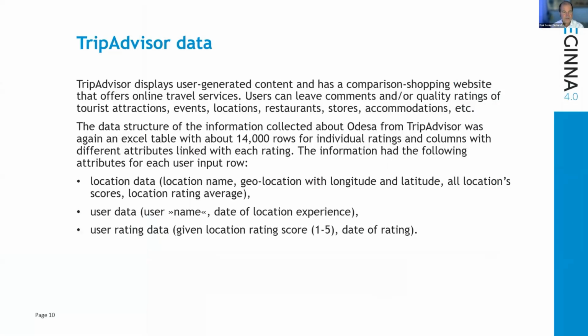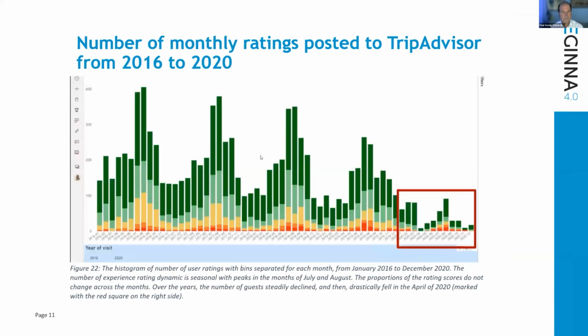Moving on, looking at TripAdvisor data again, something I'm sure you're familiar with. This is a way of collecting information from travelers, sorting it, classifying it, and people access it to get some information about places to go, how to go. So when they do that, you get location data, user data, and rating data. We had 14,000 records there to look at during our analytical period. This is from 2016 to 2020, so it shows the number of ratings posted to TripAdvisor for Odessa during that period.